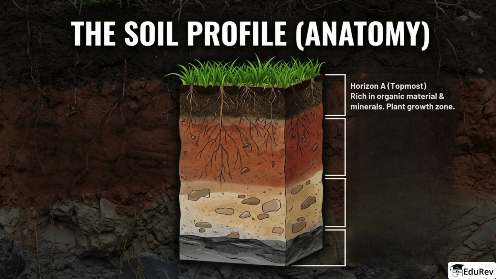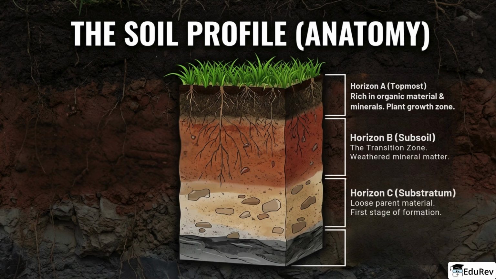Below that is the B horizon, the subsoil. This is the transition zone. It contains weathered mineral matter. Then comes the C horizon, also called the substratum. This is loose parent material, the early stage of soil formation. And below everything is the R horizon, the bedrock. That is the unweathered parent rock.